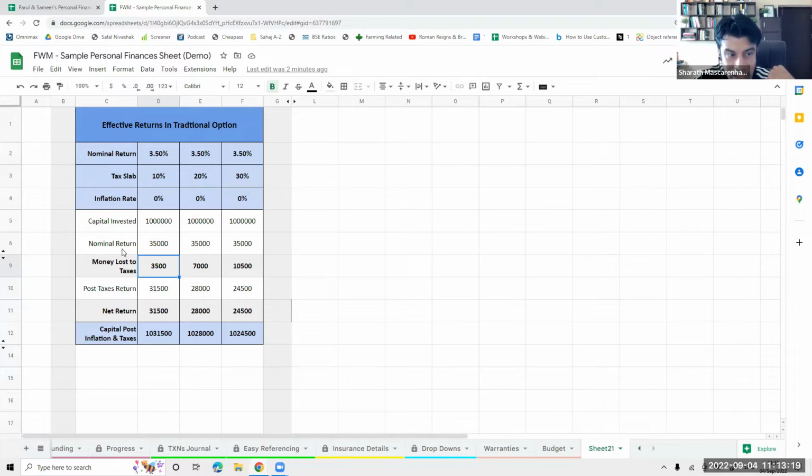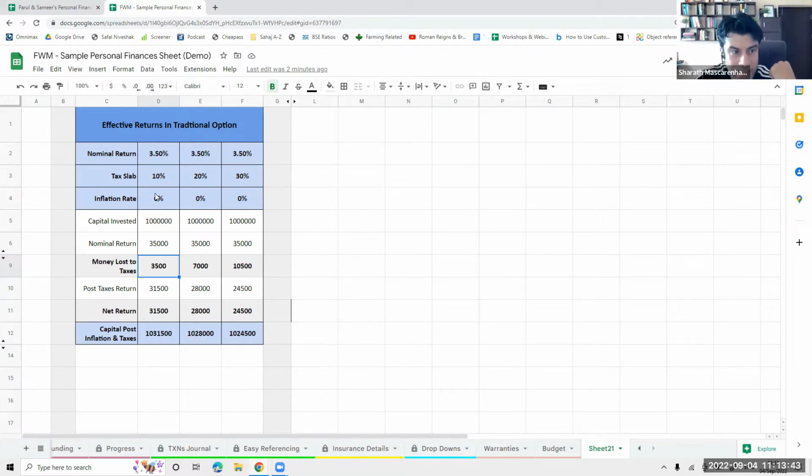Now, at 10 lakh rupees, you're losing every year 3,500 rupees in taxes alone, right? Money lost to taxes, sorry. In this case, it's 10,500 under the 30% tax bracket. For some of us, that might be large amounts of money. For some of us, it might just mean pocket change. But my point is, why let go of this money?